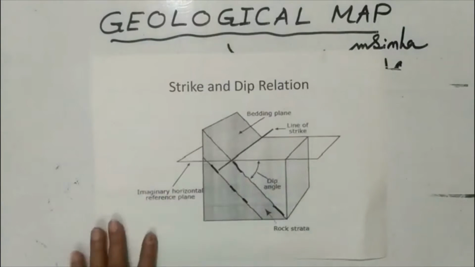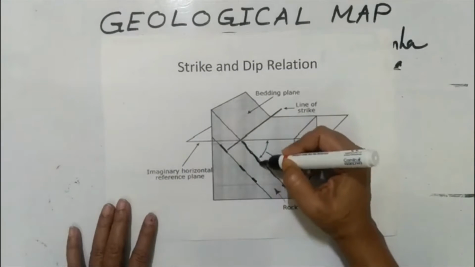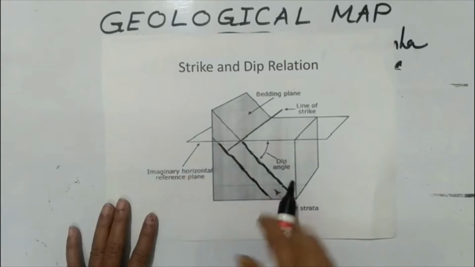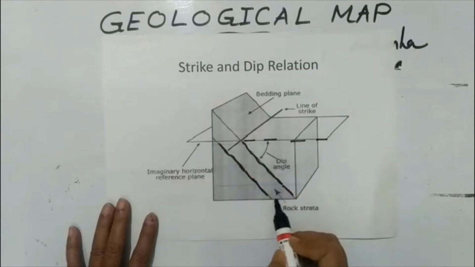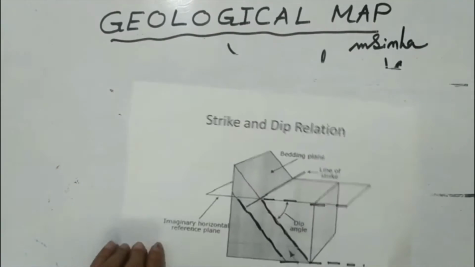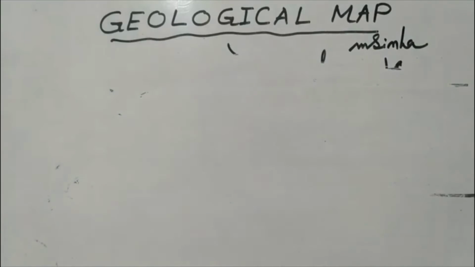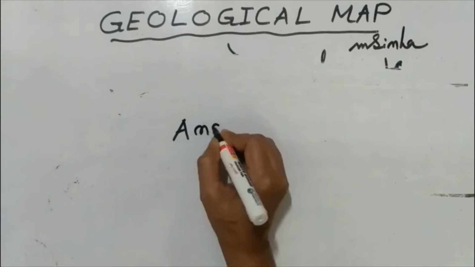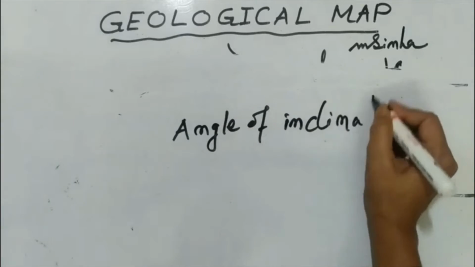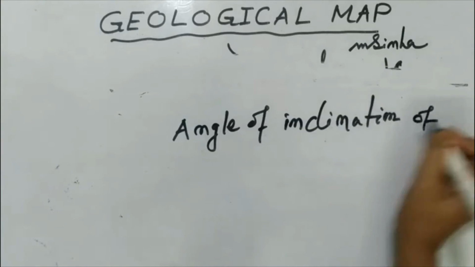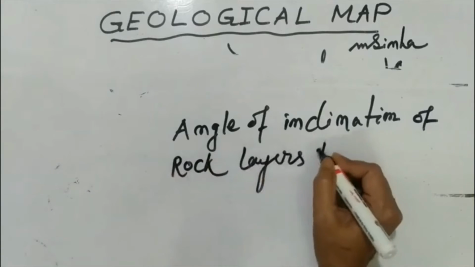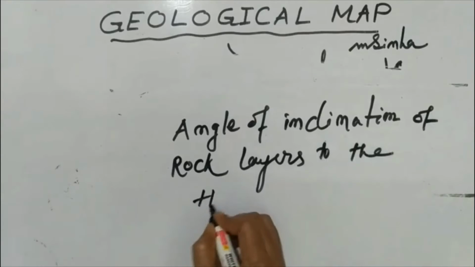Suppose this is the dip. This is the inclination of the bedding plane. This is the horizontal plane. What is dip? This is the dip. Dip is an angular value. Dip is the inclination, or angle of inclination, of the rock layer in perspective to the horizontal plane.